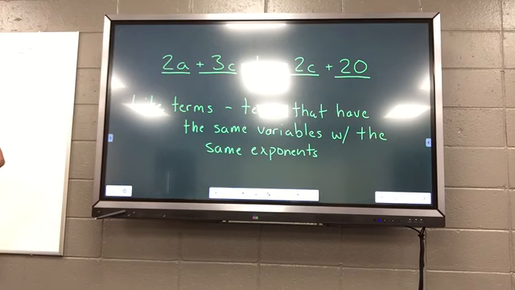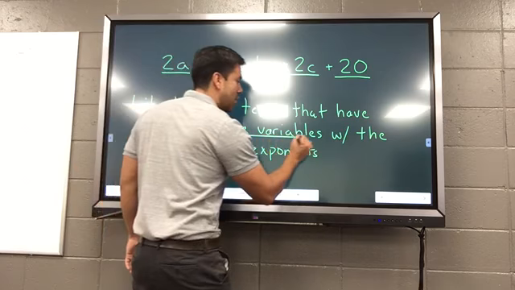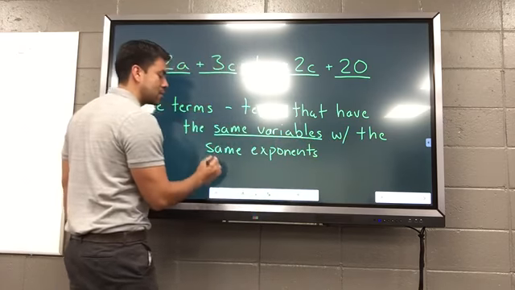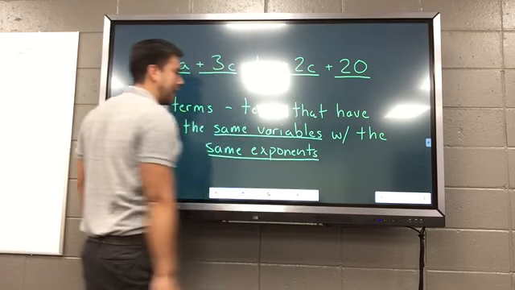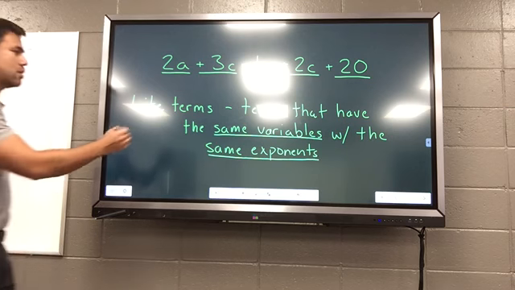What's a like term according to that definition? Terms that have the same variables, and those variables have to have the same exponents. That's critical, key, crucial to your understanding of terms and how to make it simple. What's our first goal in this lesson? What does it say in the title? Simplify, right? My first step is to understand what like terms are.